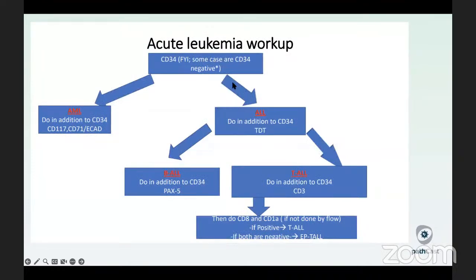In an acute leukemia workup, when you see an acute leukemia case, you usually do CD34, however, it can be negative in some cases. Then you do other myeloid markers like CD117. If it's lymphoid leukemia, you have to do TdT, which is a lymphoid marker, then PAX5 for B lineage, and CD3 for T lymphoblastic leukemia.